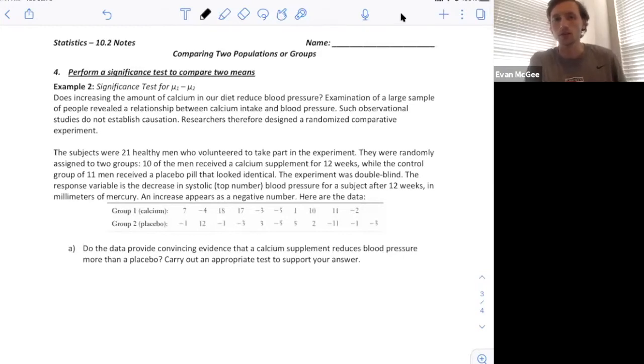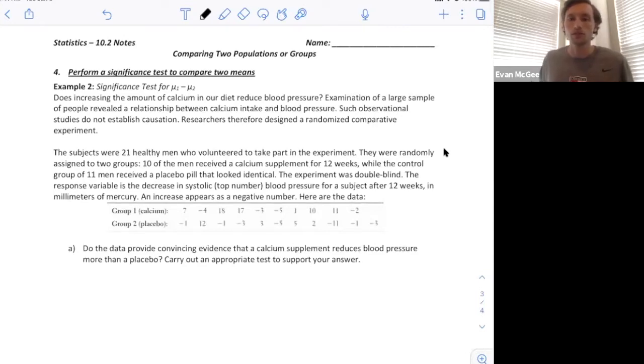Examination of a large sample of people revealed a relationship between calcium intake and blood pressure. Such observational studies do not establish causation. Researchers therefore designed a randomized comparative experiment. The subjects were 21 healthy men who volunteered to take part in the experiment. They were randomly assigned to two groups.